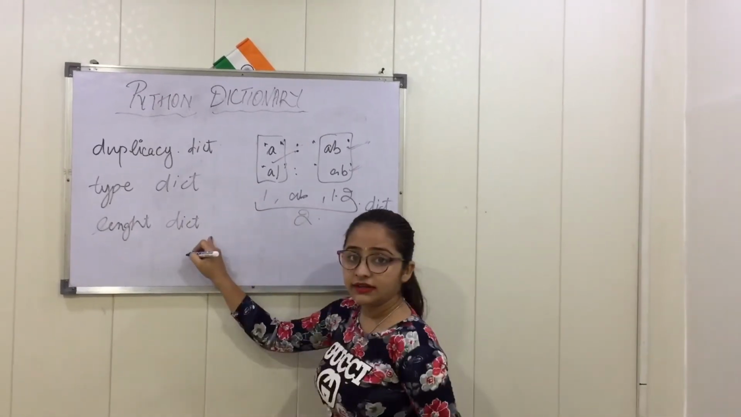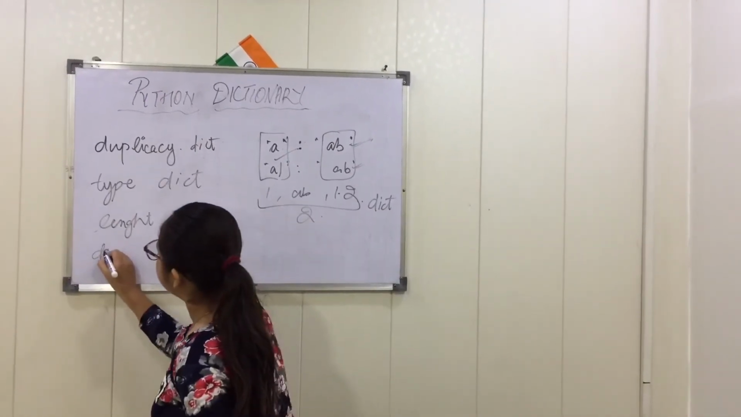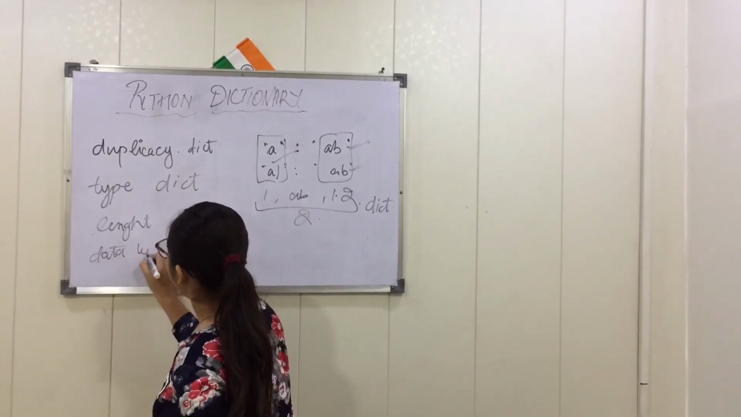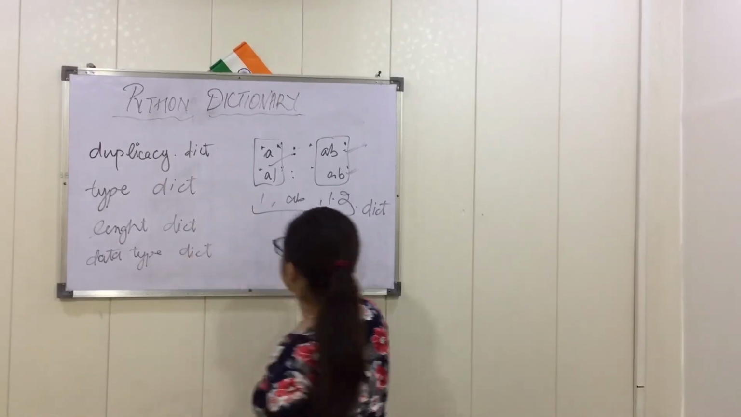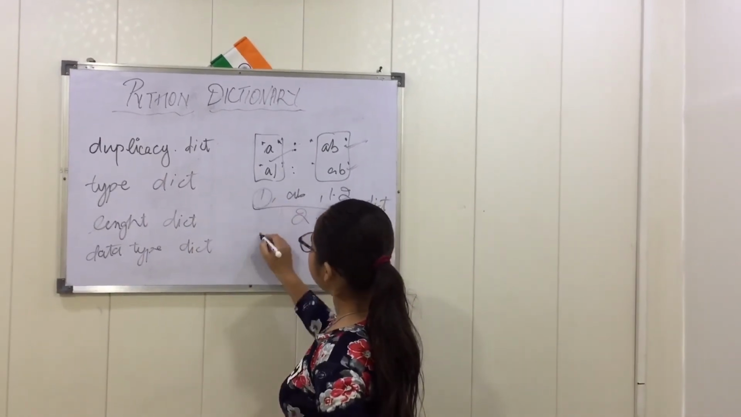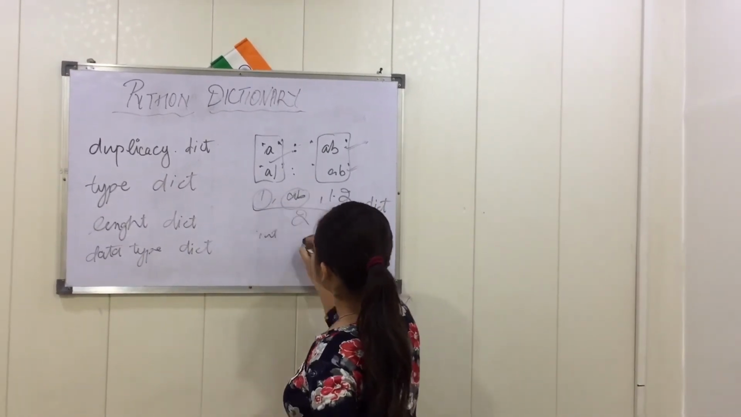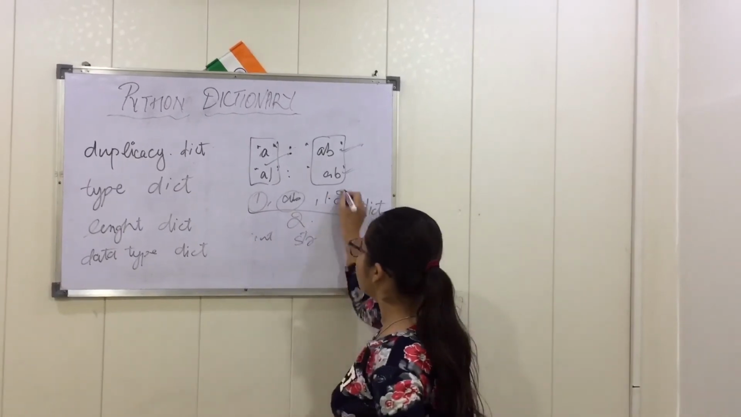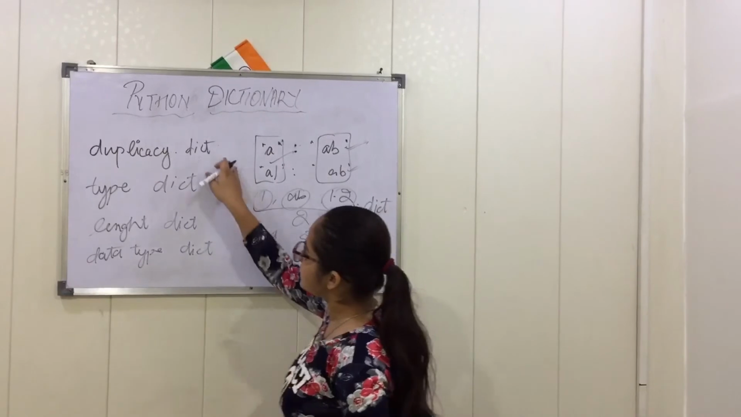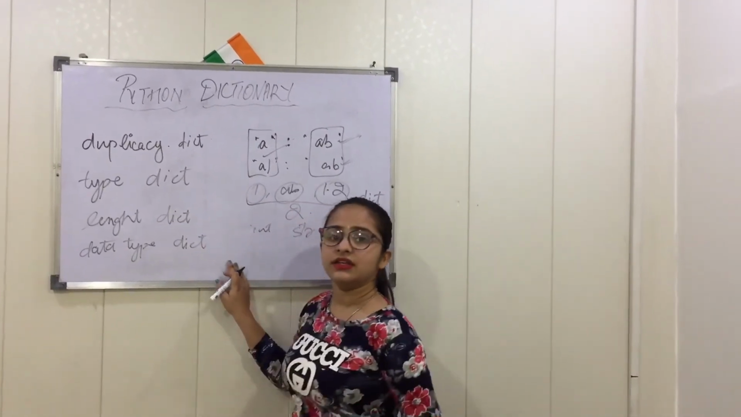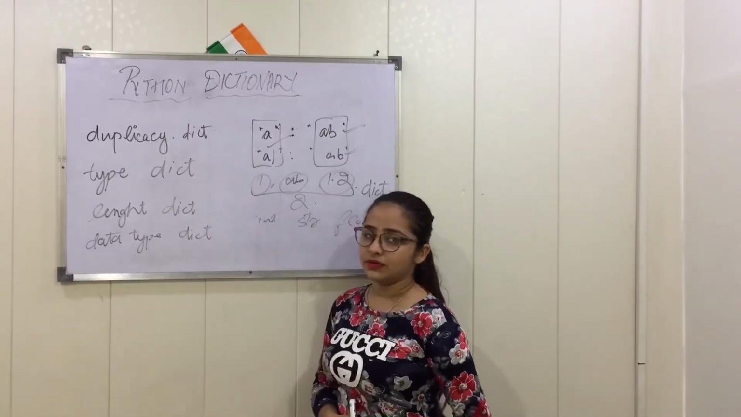We can also find the data type of the dictionary values. The data types are int, string that is str, and float. In these ways we can use Python dictionaries in the Python programming language.